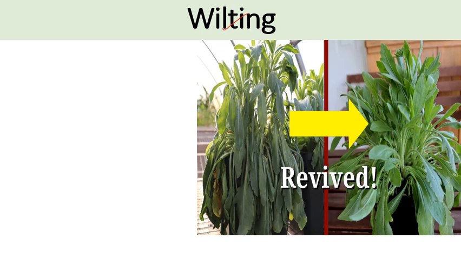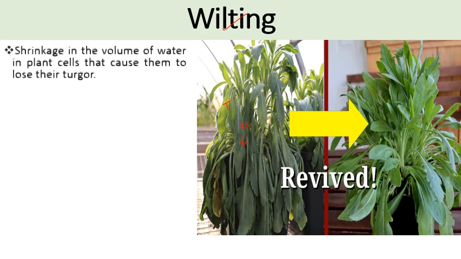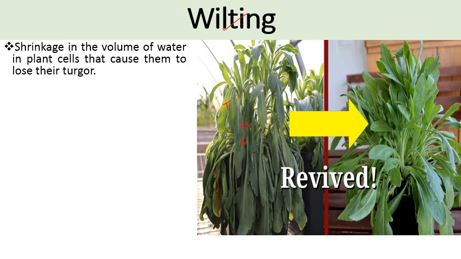Next is wilting. Wilting is the shrinkage of plant parts due to excessive loss of water or excessive transpiration. That condition is known as wilting. Shrinkage in the volume of water in plant cells causes them to lose their turgor. So these plants lose their turgor, due to which their parts droop down. This condition is known as wilting, and it occurs when the water loss is greater than that of water absorption.